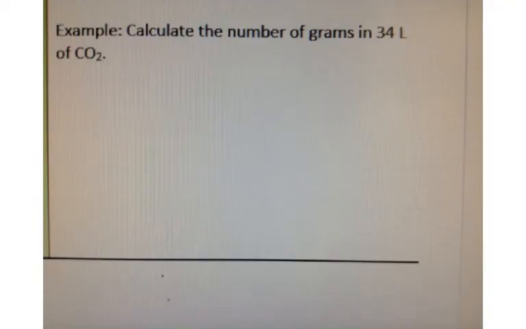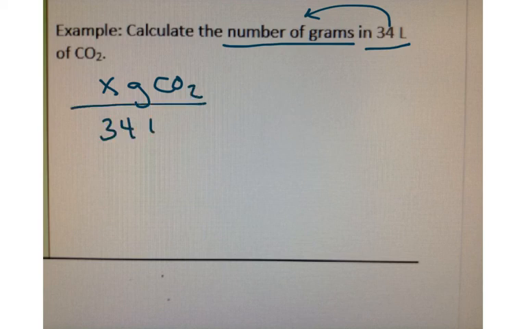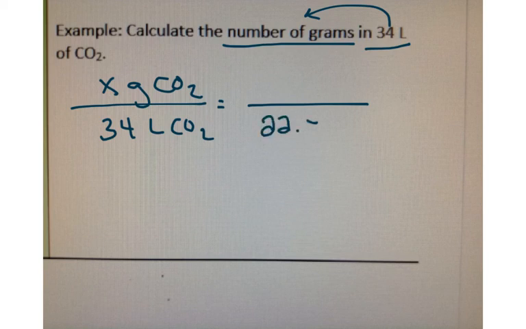All right, another one that we're going to do now asks us to convert from liters into grams. So I'm going to write X grams of CO2 on top over 34 liters of CO2. I am going to assume that it is STP even though it does not directly state it. So now I know that my conversion would be 22.4 liters of CO2, and I need to figure out the molar mass of CO2.